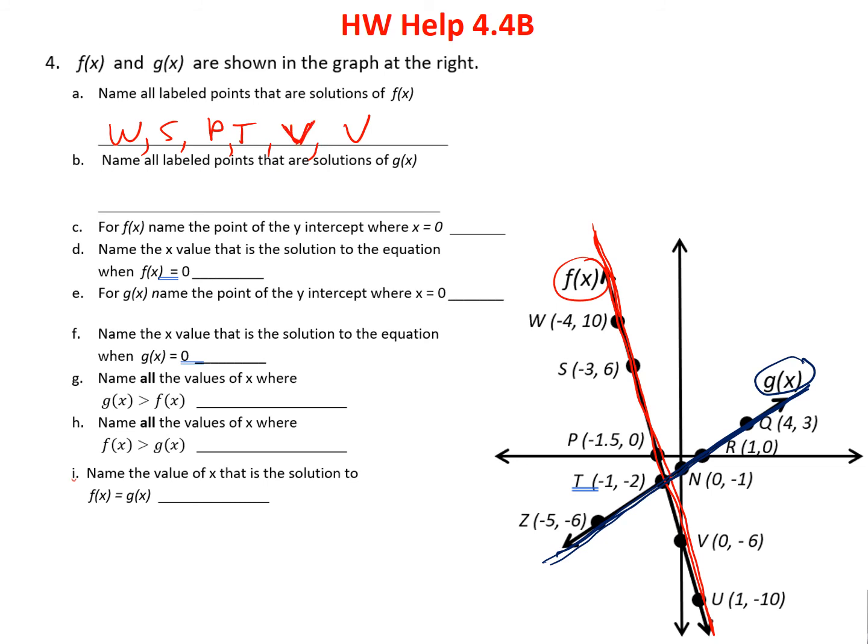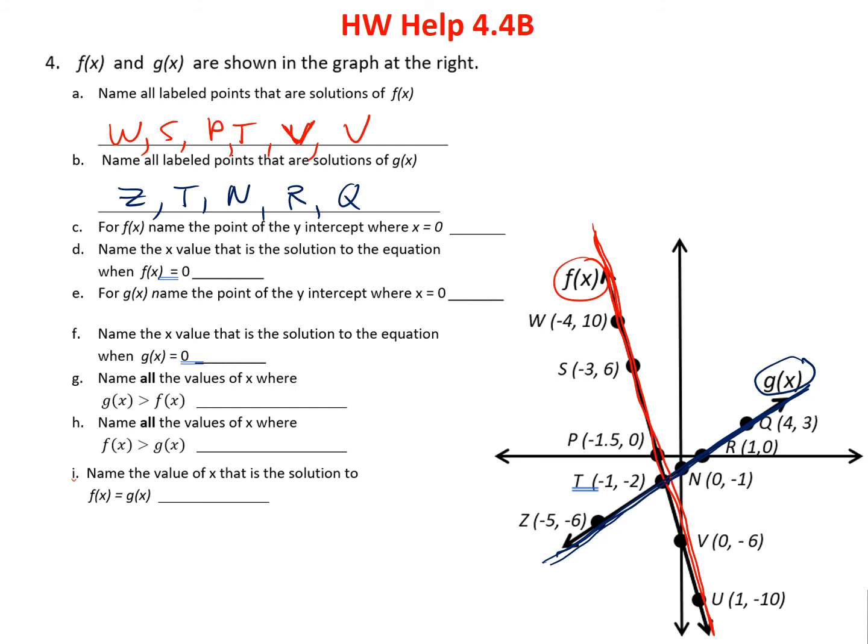Any points on that line are going to be points that are solutions of f of x. Similarly, for g of x, all the points in the line, notice I start at the left here. I have Z, I have T, I have N, R, and Q.